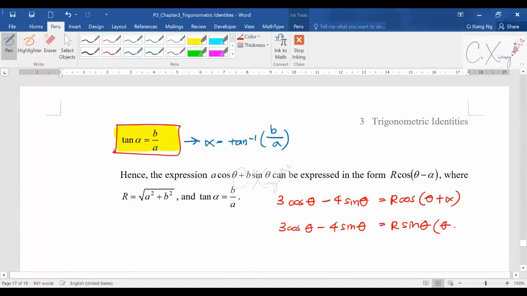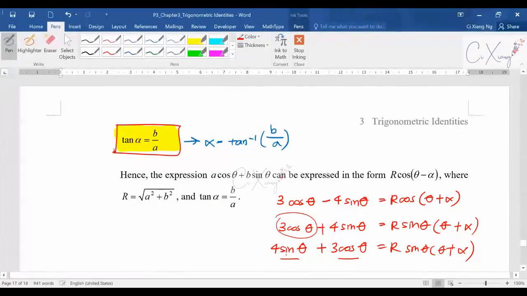If they want you to change it to sine, what you need to do is make this opposite. That means you bring the negative 4, or maybe positive is better. So you have positive 4 sine theta plus 3 cos theta. Then you change it to r sine of theta plus alpha. If the first term is cos and they want you to change it to sine, you exchange the sequence of the sine and cos. Therefore the first term is sine, and you change it using the sine-cos angle formula.